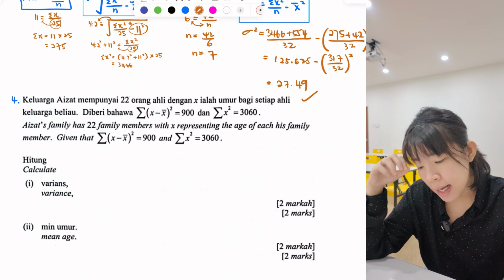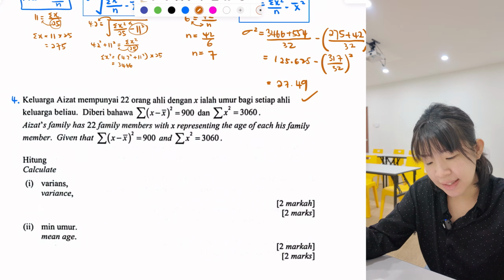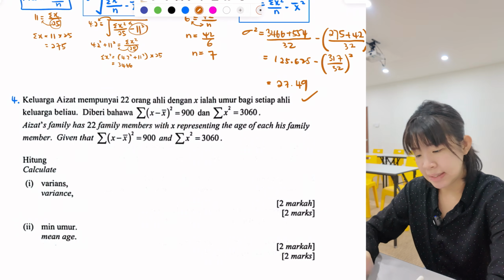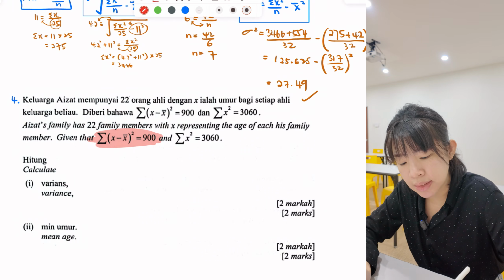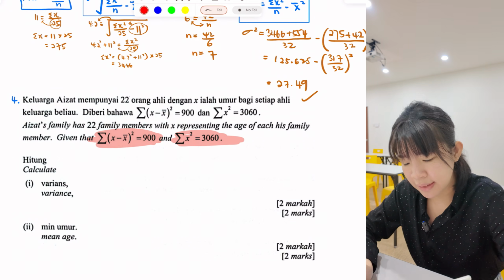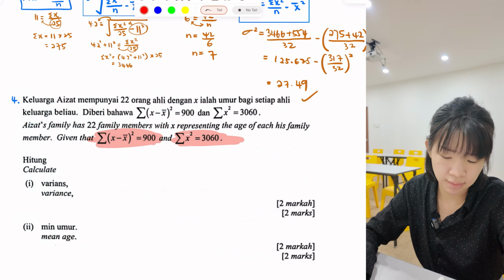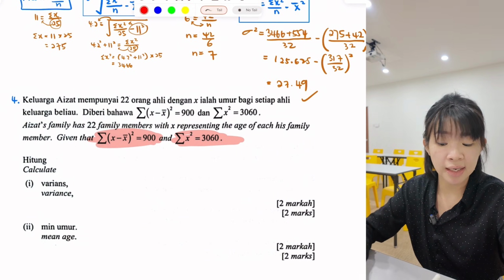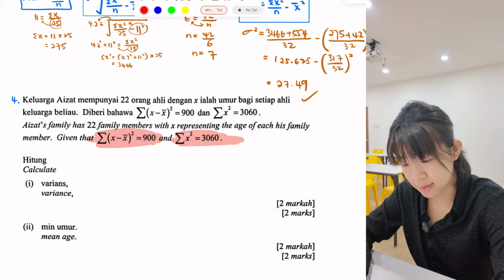Okay. Let's look at the last question, question 4. Isaac's family has 22 family members with x representing the age. Okay, they give us this information: the sum of x equals 900, and the sum of x squared is 3060. Okay, do you find this a bit familiar? But not very. At least in the 3 questions we did just now, we never used this. But we have seen this thing before.